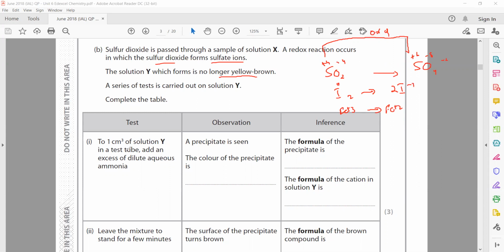To 1 cm³ solution Y in the test tube, add an excess of dilute aqueous ammonia. When we add dilute aqueous ammonia and we have iron 2 ion, what will we observe here? A dirty green precipitate, that is the color of the precipitate. The formula of the precipitate formed is iron 2 hydroxide, and the cation which is present is iron 2.